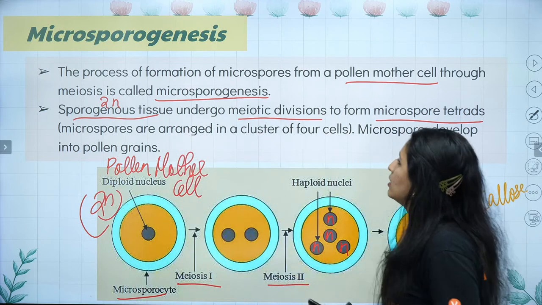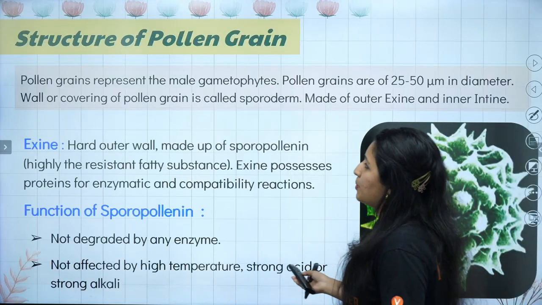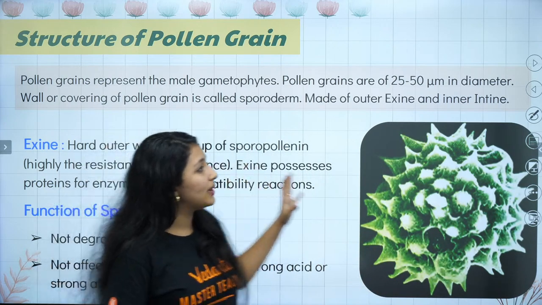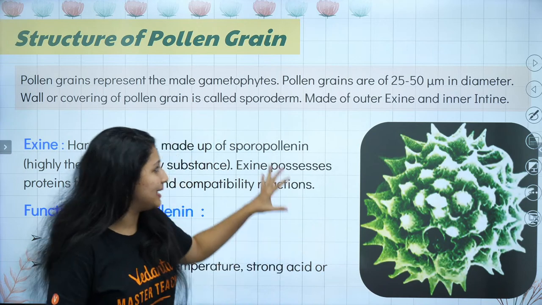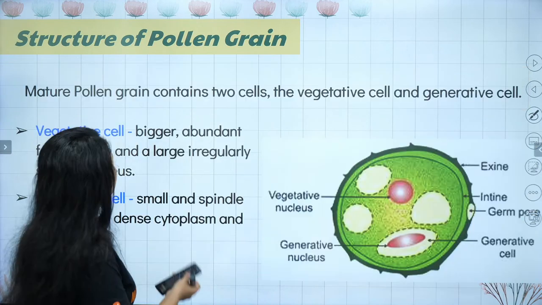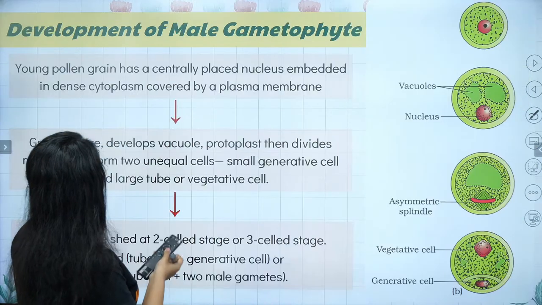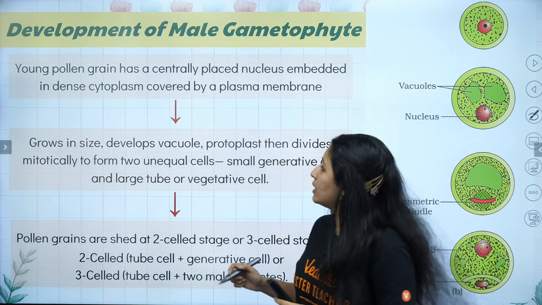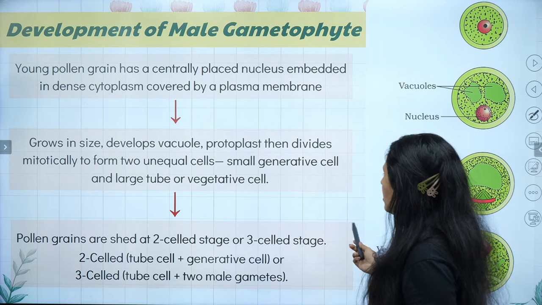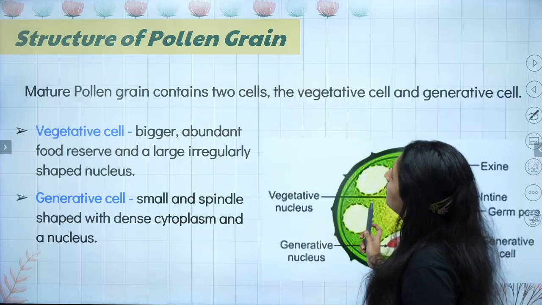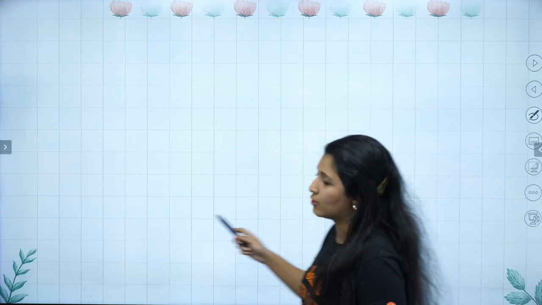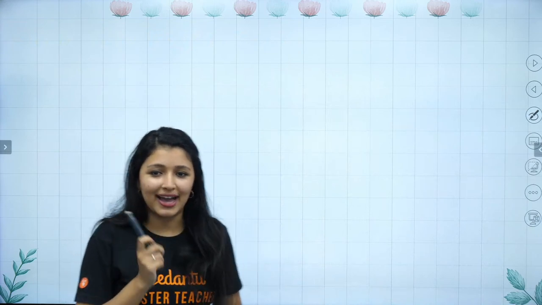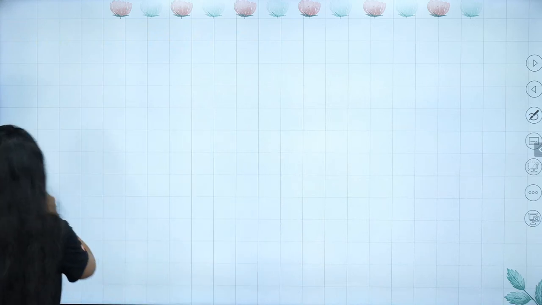This is there for me to draw the flowchart. Now that will undergo division later. But again, let's talk about the pollen grain later. Let me just finish off the process then. I'll draw the flowchart for you people, so it'll be easier.